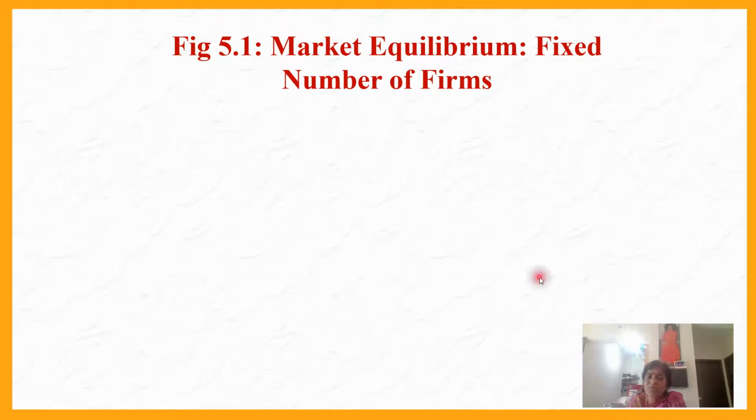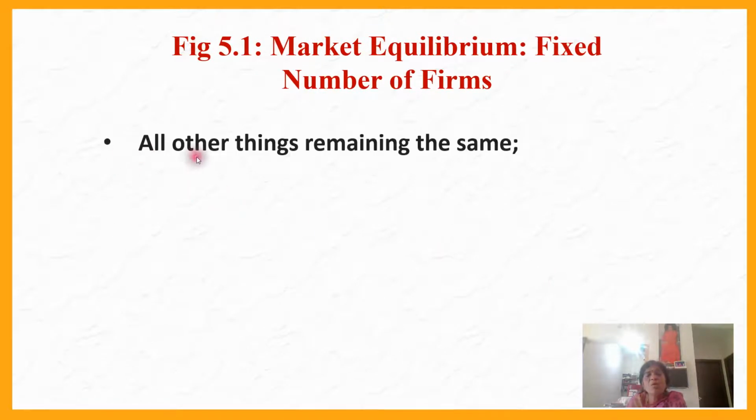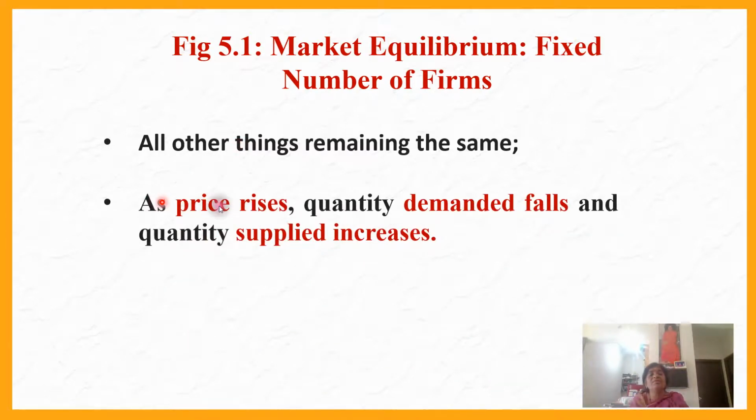I have shown you in the diagram, and all other things remaining the same. What do you mean by all other things remaining the same? In the theory of consumer behavior, we have studied that when the consumer's income and the consumer's tastes and preferences are held constant, and the prices of other commodities remain the same, then only the price of the particular commodity is changing. Then in that case, the price will rise.